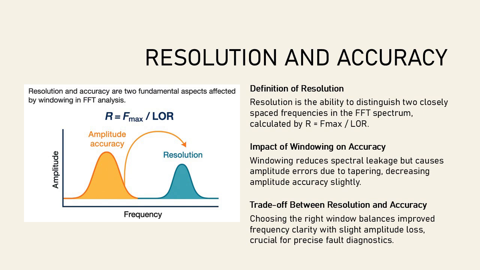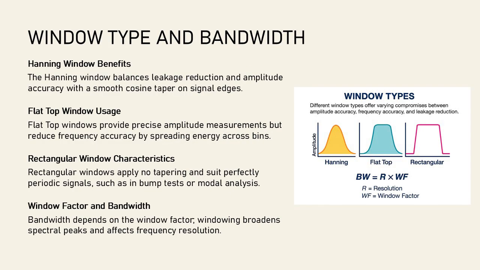Analysts must understand that windowing improves frequency clarity but slightly compromises amplitude precision. Choosing the right balance between resolution and accuracy is crucial for reliable diagnostics, especially when identifying subtle fault signatures in rotating machinery. Different window types offer varying compromises between amplitude accuracy, frequency accuracy, and leakage reduction.